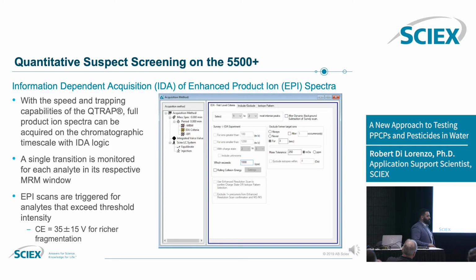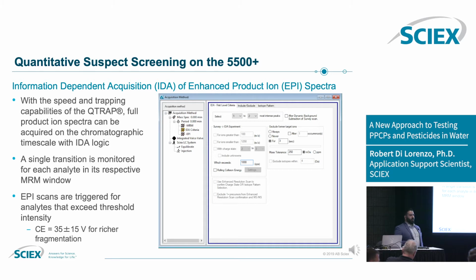And what's really nice, with the speed of the QTrap, you get this on the chromatographic timescale. You don't have to extend your runs. You don't have to widen anything. With the IDA logic, you can still do this on the chromatographic timescale. So you're still having cycle times in the order of 0.4, 0.5, 1 second cycle times.